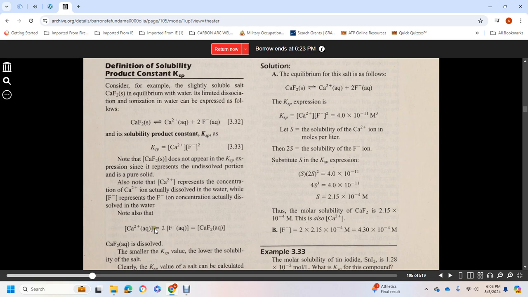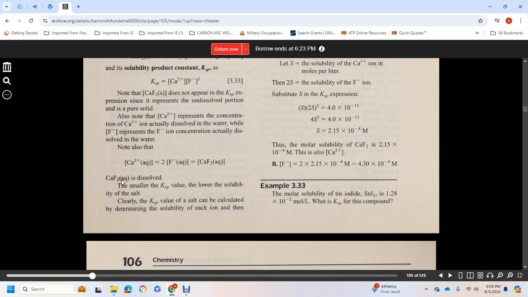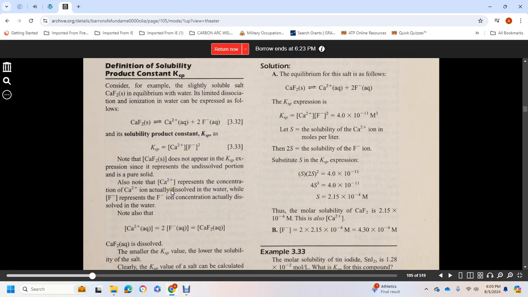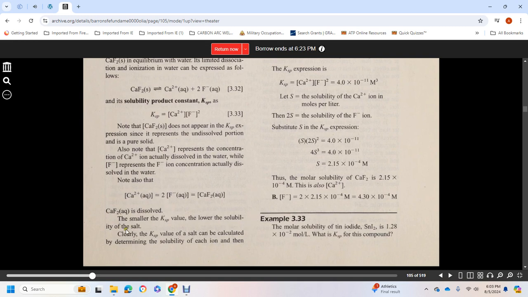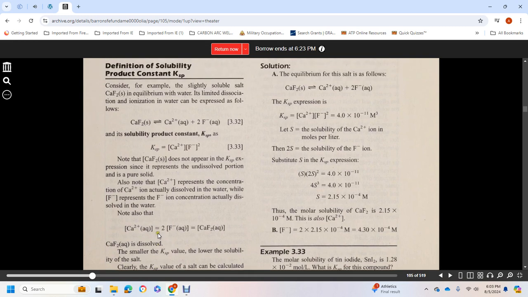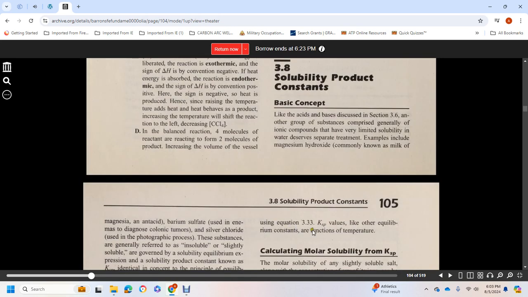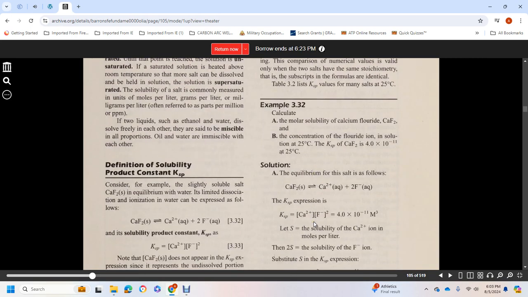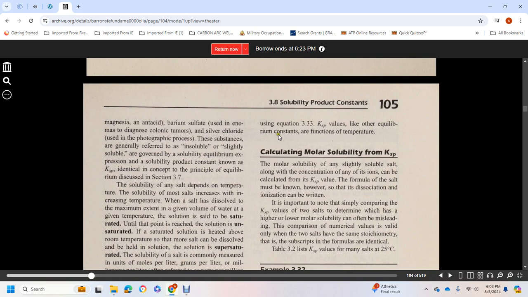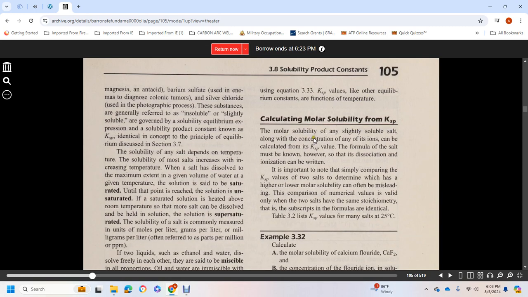Note that Ca2+ aqueous plus 2 F- aqueous equals CaF2 aqueous. A lower Ksp value means lower solubility of the salt. Clearly, the solubility product constant value of a salt can be calculated from the solubility of each ion, using equation 3.3, since Ksp values, like equilibrium constants, are functions of temperature. For calculation of the molar solubility of a slightly soluble salt, along with the concentration of the ions, the formula of the salt must be known. Then the dissociation can be written.